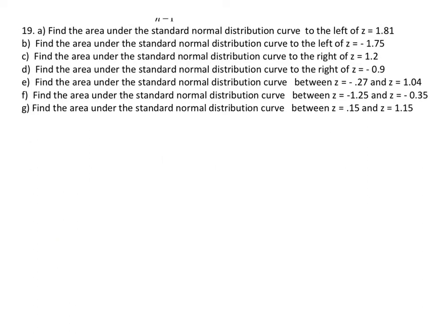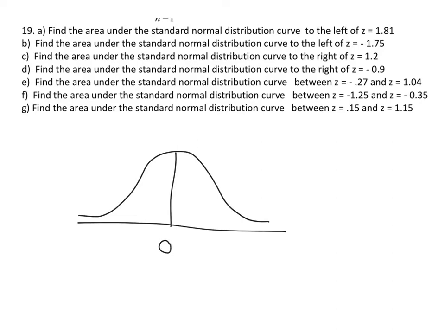Okay, part C. Find the area under the standard normal distribution curve to the right of z equals 1.2. Okay, so again, here is 0, here is 1.2. We're now going to the right, so we're looking for this area. Okay, so again, it's going to be a smaller area.